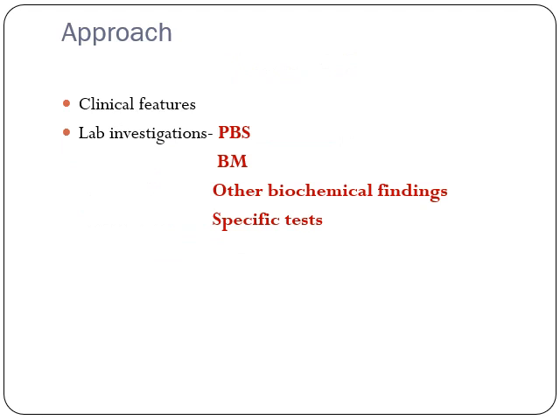Now, talking about the approach, how will you approach such a case, such patients? First, clinical features. Always remember, when we talk about the approach, we have to first talk about the clinical features. All the clinical features we have to see. Then only we will go for the lab manifestations. In hematology, always starting with the complete blood count, we go to the peripheral blood smear, then to bone marrow, then other biochemical parameters, and finally the specific test for specific disease.